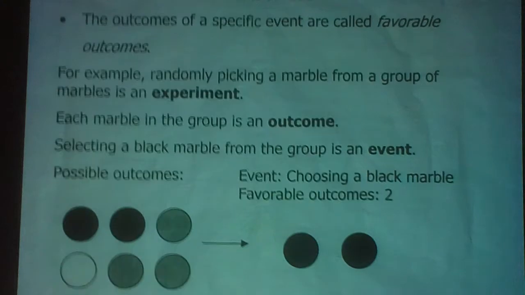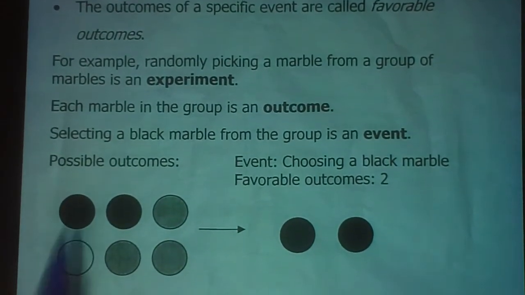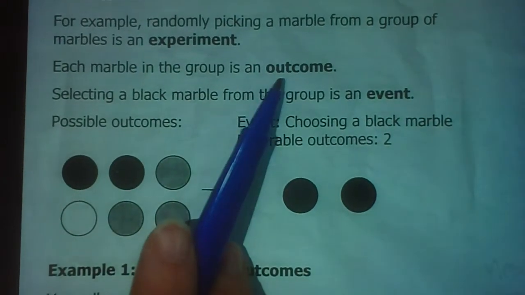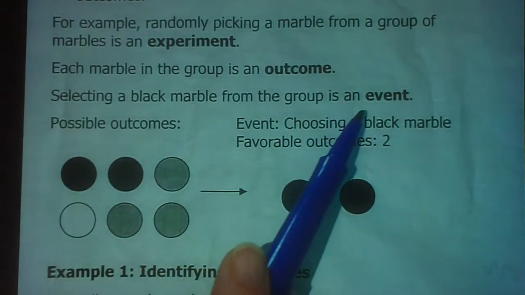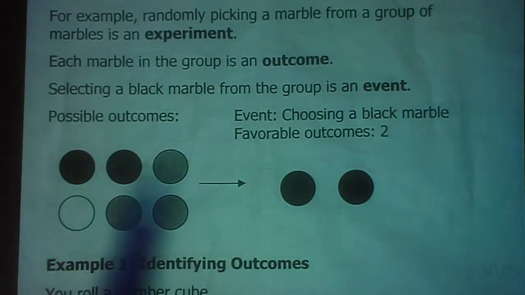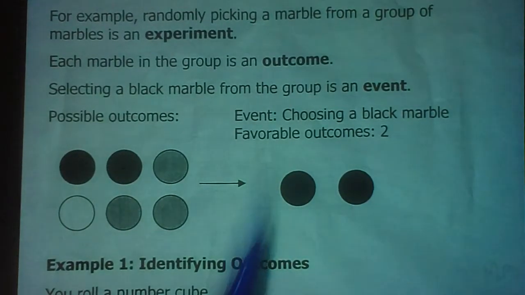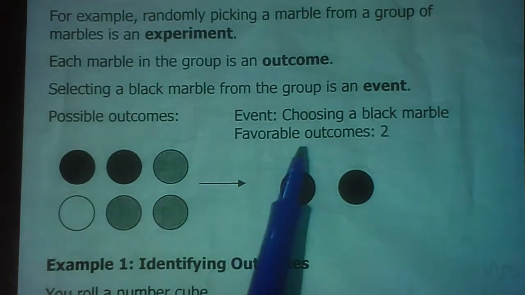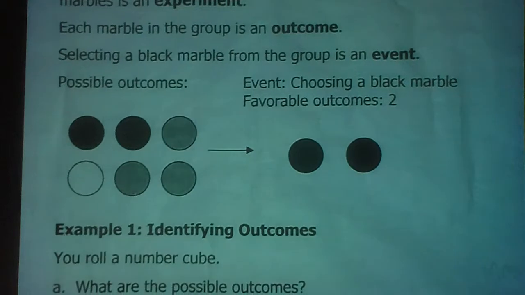For example, randomly picking a marble from a group of marbles is called an experiment. Each marble in the group would be called an outcome. Selecting a black marble from the group is considered an event. So here's a sample. Our possible outcomes, here we have 6 marbles. An event would be choosing a black marble. How many ways are there to pick a black marble from this set of marbles? Well, there are 2. So that would be 2 favorable outcomes for picking a black marble.